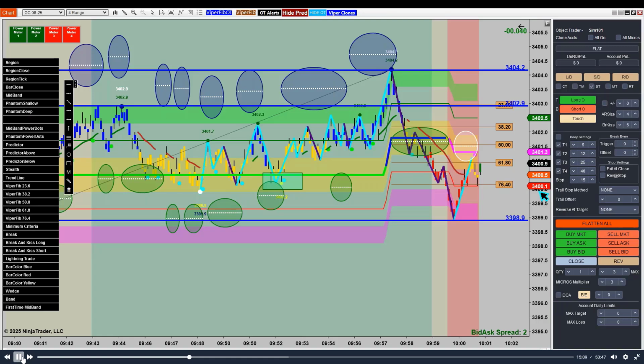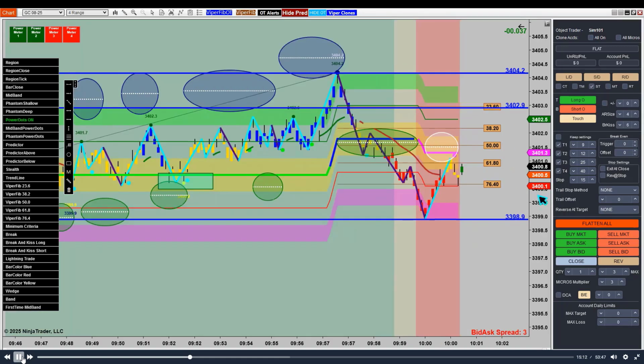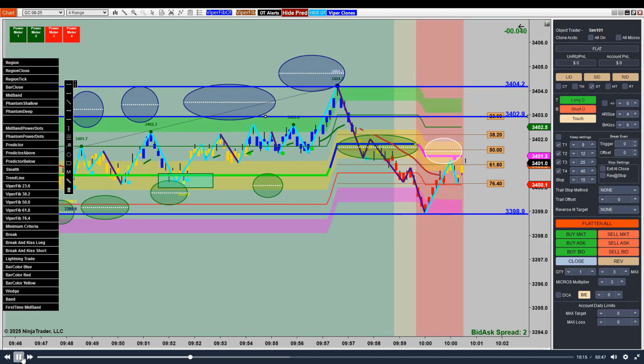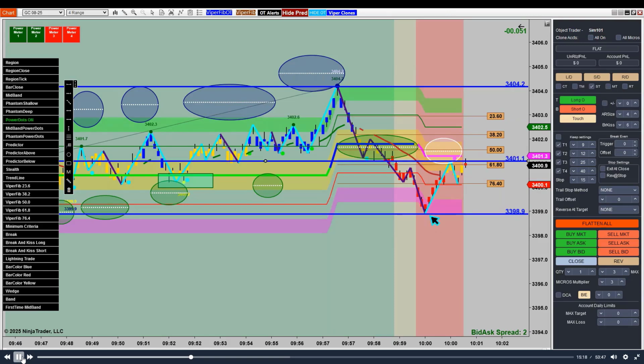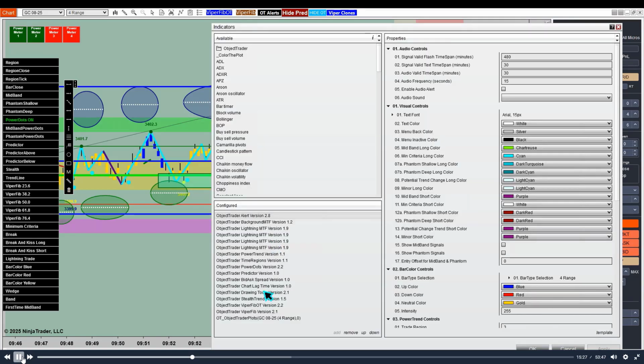Looking at this chart right now, for instance, I see a low, a high, higher low. So if they break this area, and you miss this entry down here with the power dot, by the way, Object Trader does see this trade, even though it doesn't show in here, because we turn off the power dots when they're not in the right trend.